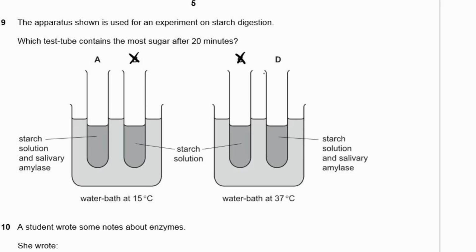So is A or D going to have more sugar? Well, that depends on the temperature. This water bath is at 15 degrees Celsius, and this one is at 37 degrees Celsius, very close to body temperature. So salivary amylase in your saliva is going to work best at body temperature, so the answer will be D. Okay, it works best at breaking down the starch into sugars.